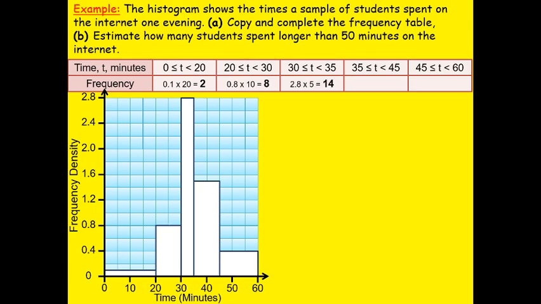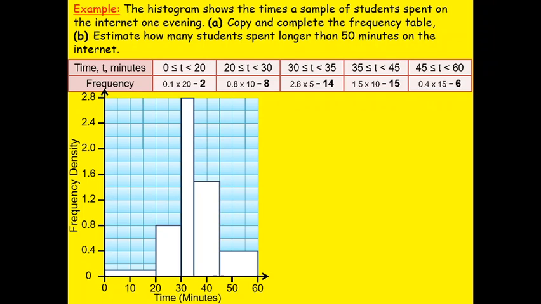Next one is 2.8, my width is 5, and you can get it from the table if you can't read it from the graph. The next one, my width is 10, and my height is 1.5, so that's 15. And my last one, my height is 0.4, and my width is 15, so it's going to be 6.